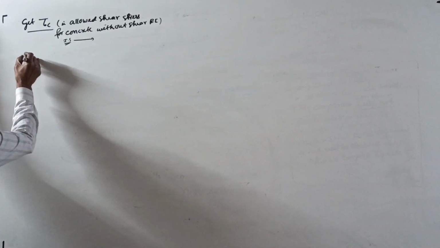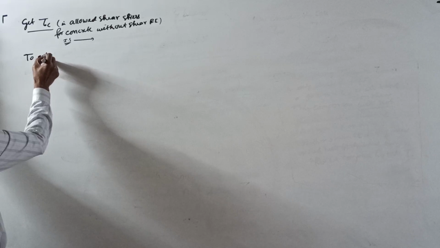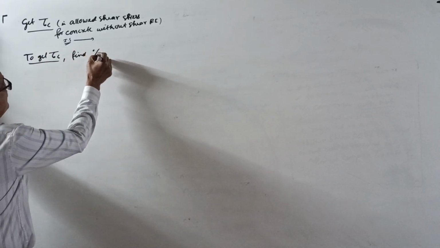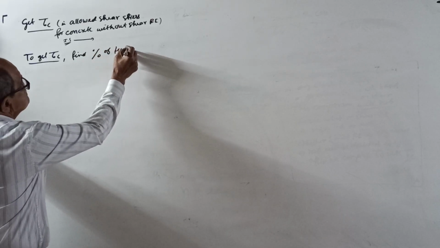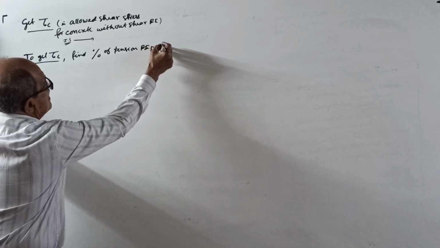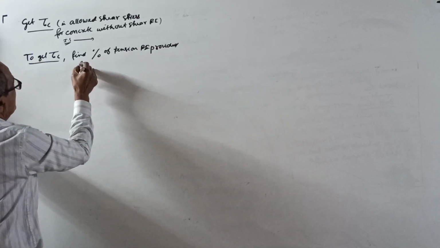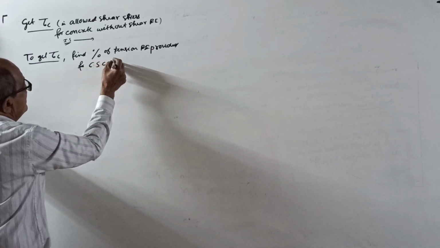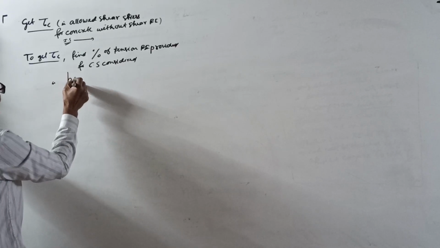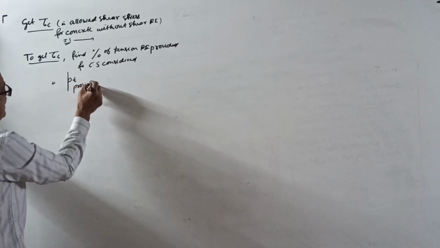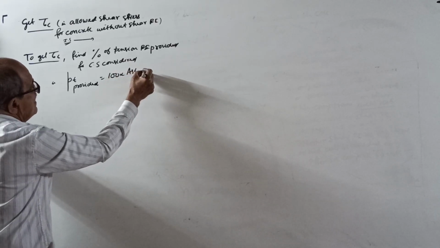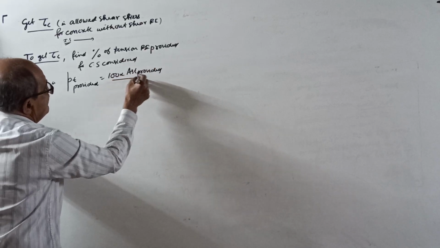Okay. To get tau c, find the percentage of tension reinforcement provided for the cross section considered. That is very important. That is pt provided. pt provided equals 100 into Ast provided divided by bd.